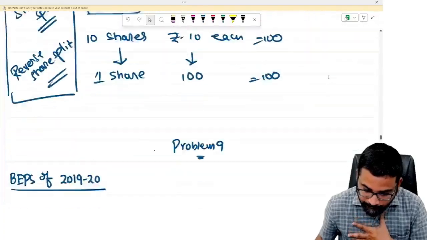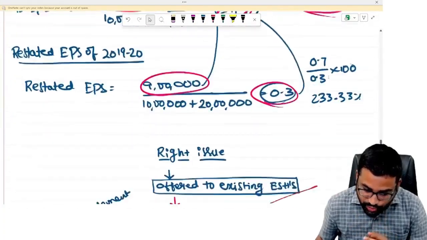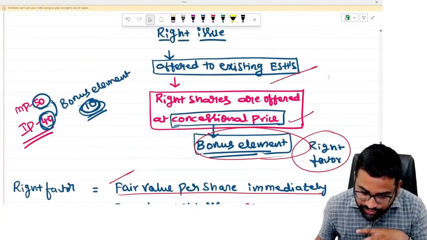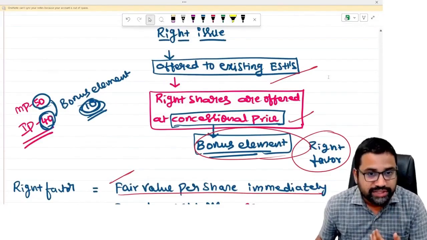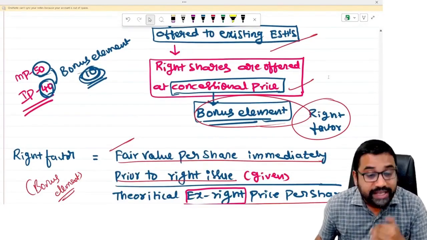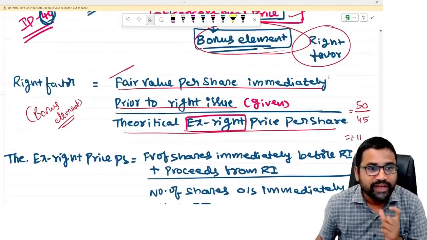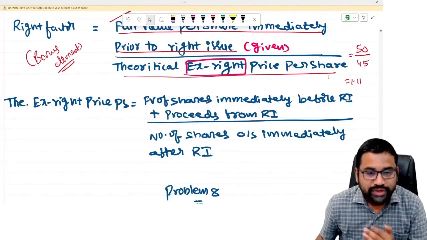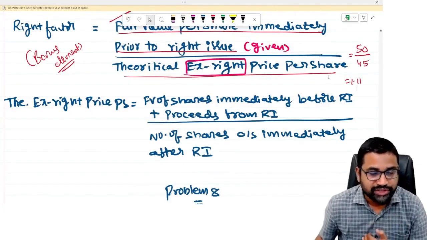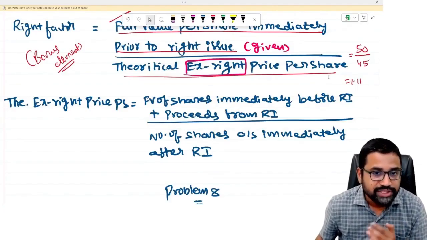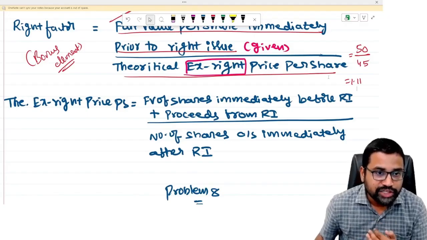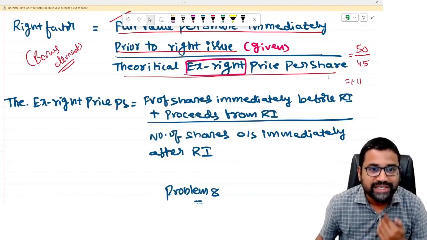Okay. So in case of rights issue, what is the important thing, sir? In case of rights issue, we offer shares to the existing shareholders at a concessional price. So there is a bonus element. And that bonus element, how to calculate? Fair value per share immediately before rights issue divided by theoretical ex-rights fair value per share. How to find out ex-rights fair value per share? Fair value of shares immediately before rights issue plus proceeds from rights issue, divided by number of shares outstanding immediately after rights issue.